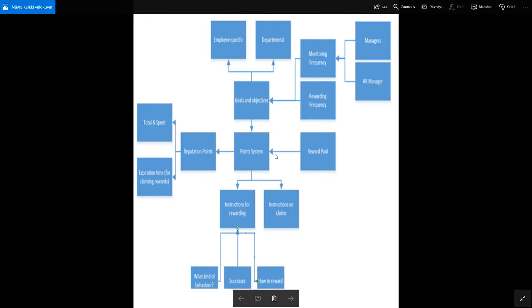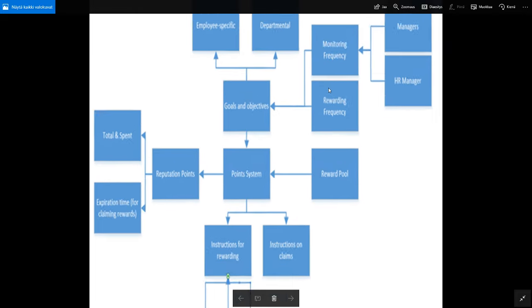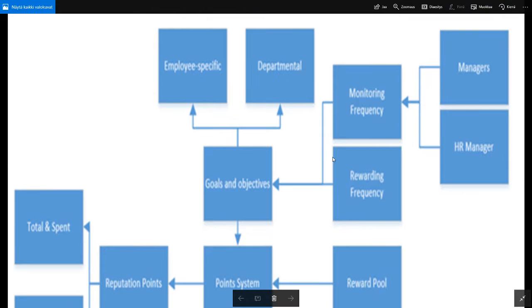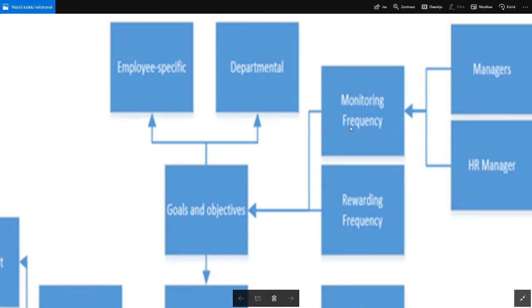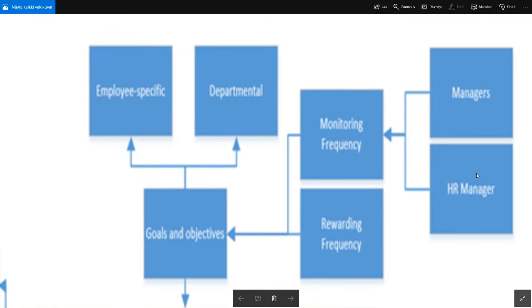The two main modules in the whole system design, which we have not yet covered, are the monitoring frequency and the rewarding frequency, which feed into the goals and objectives. Basically, you monitor the point system, but they feed into the goals and objectives. So the monitoring frequency is a very integral part, and this is the whole balancing act in the whole system. It consists of two child modules, one for managers and one for the HR, human resource manager.